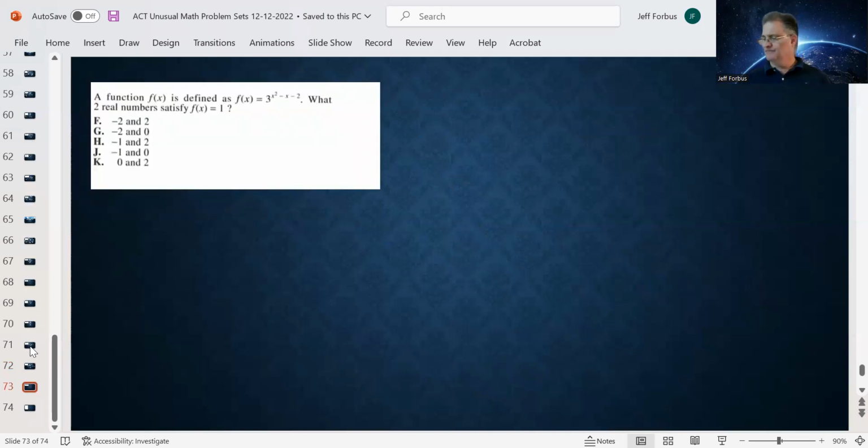All right, so here's a pretty cool problem. It tells us we have f of x equal to 3 raised to the quadratic expression. So let me write it. So f of x is equal to 3 raised to this quadratic expression in the power, x squared minus x minus 2. Then it says, what two real numbers satisfy f of x being 1, being equal to 1?